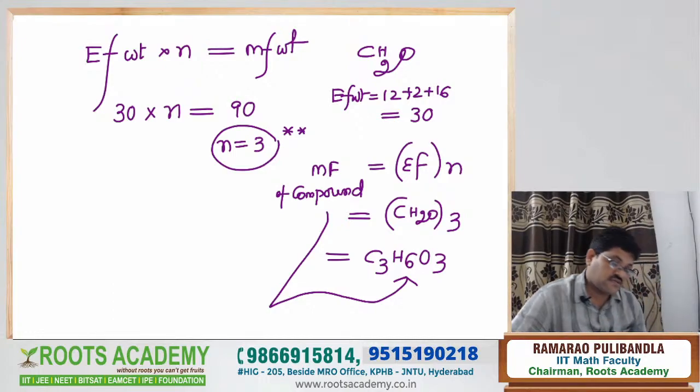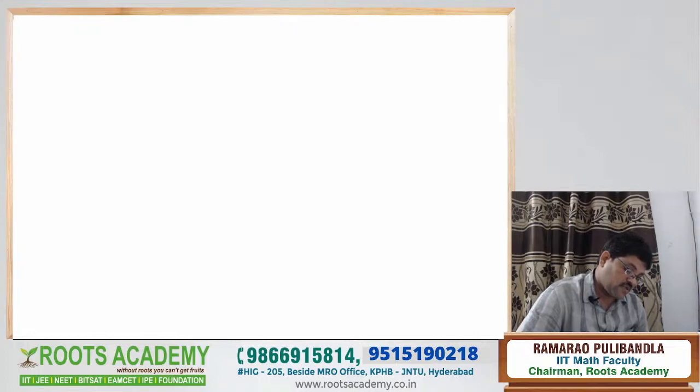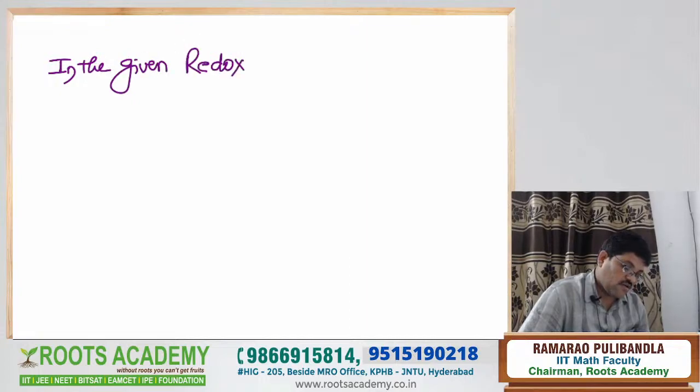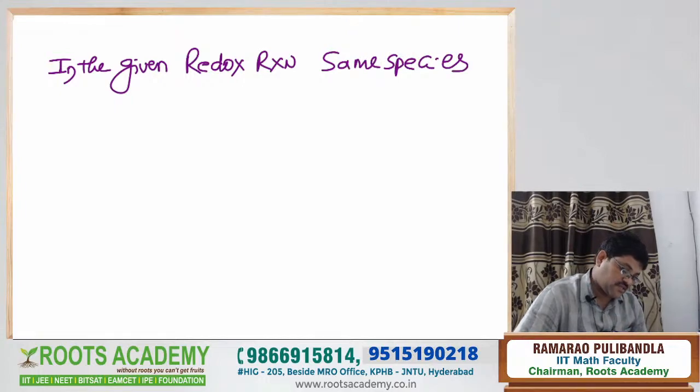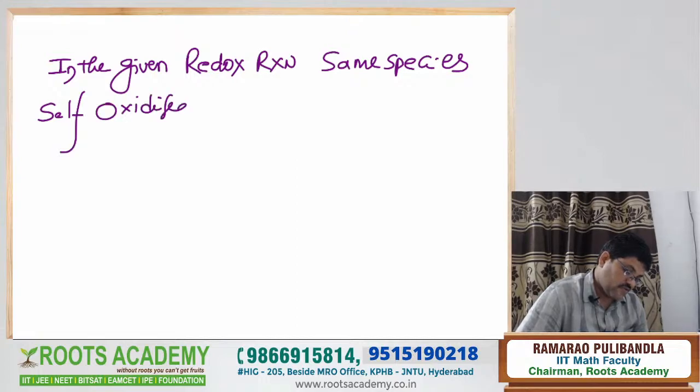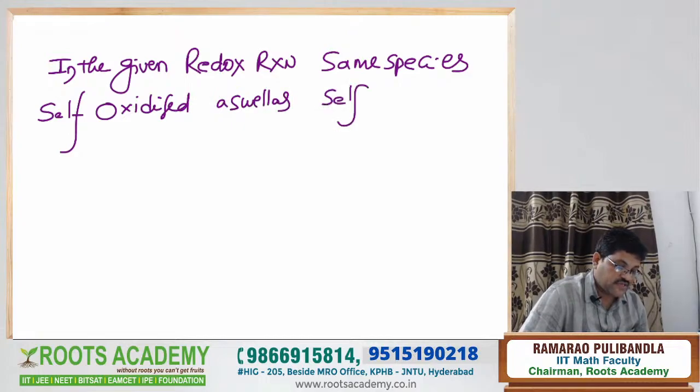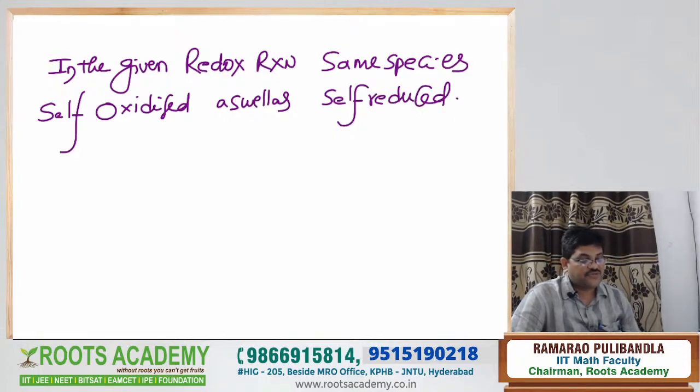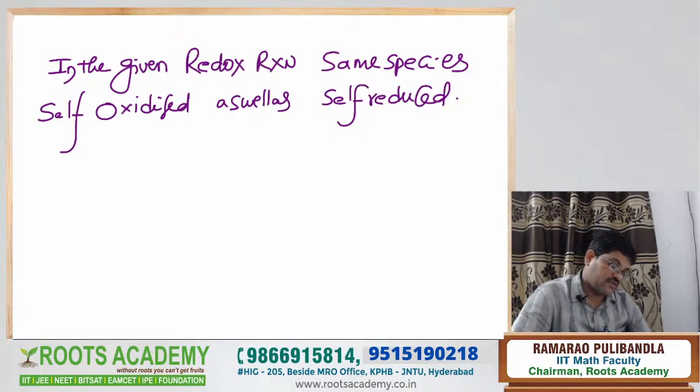And see, what is a disproportionation reaction? Give examples. Simple logic. Disproportionation reaction means, in the given redox reaction, the same species is self-oxidized as well as self-reduced. Repeat once again: the same species is self-oxidized as well as self-reduced. That is the meaning of a disproportionation reaction.